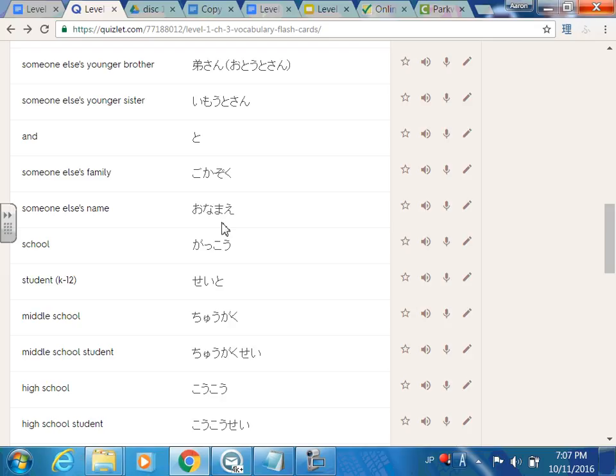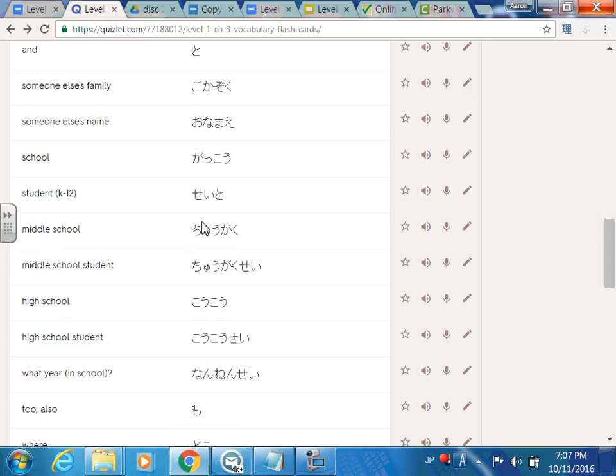Gokazoku, onamae, that comes up. Gakko, that comes up as well. Seito refers to anyone in K through 12 usually. Chugaku is one term for middle school. Chugakusei, middle school student. Same with the high school. Kouko, koukosei.